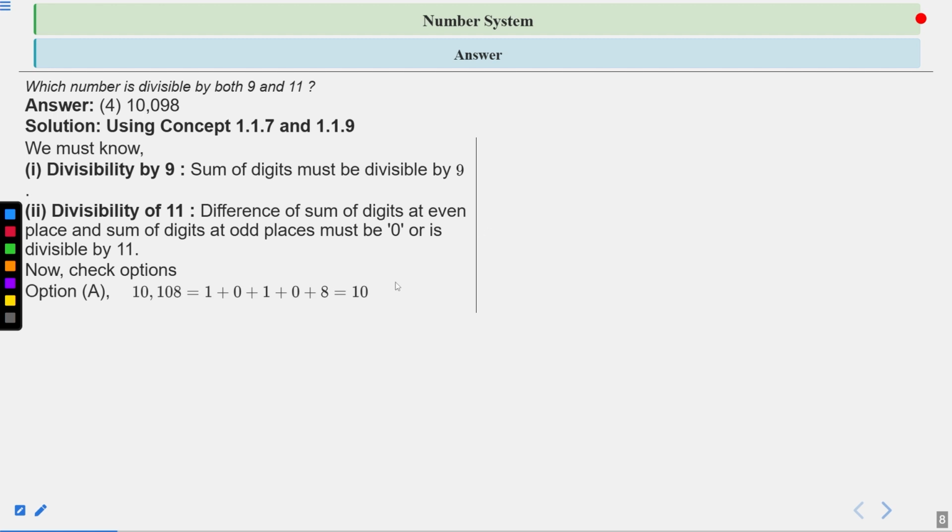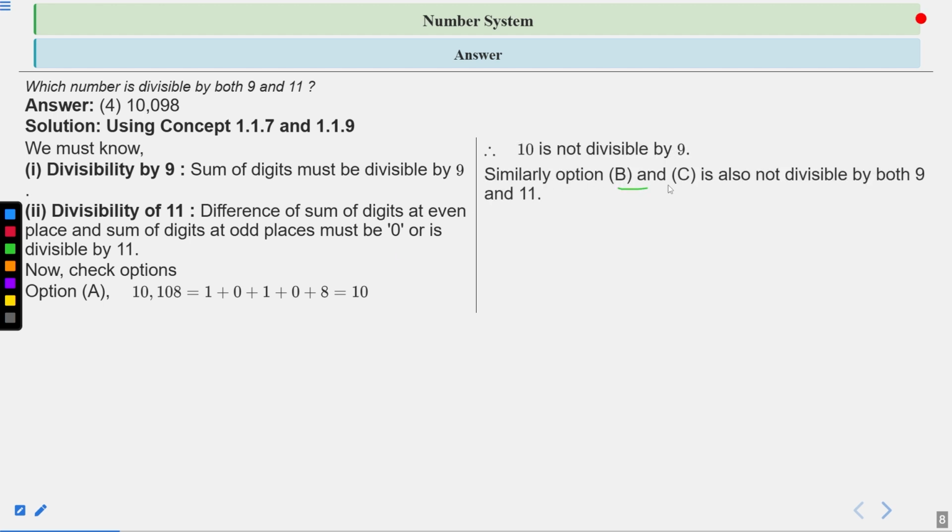option A is 10,108. When we add up the digits, we get 10. So this is not divisible by 9. Similarly, B and C are also not divisible by both 9 and 11.